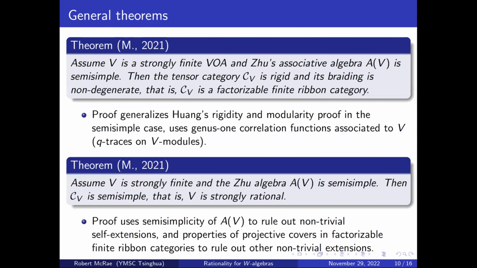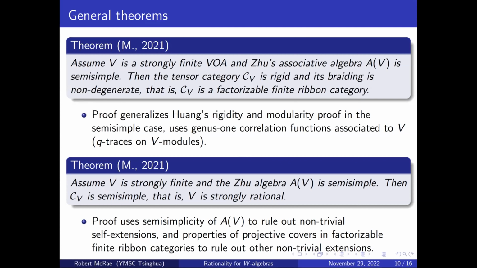So then the second theorem is, under the same hypotheses that V is strongly finite and the dual algebra is semisimple, actually we can say more than rigidity and non-degeneracy of the braiding: the category is semisimple. So V is strongly rational, and its module category is a semisimple modular tensor category. I've split this into two theorems because the proofs are essentially quite different.